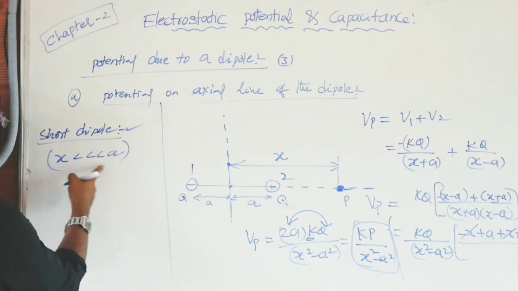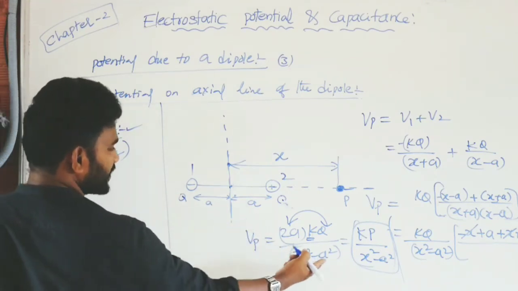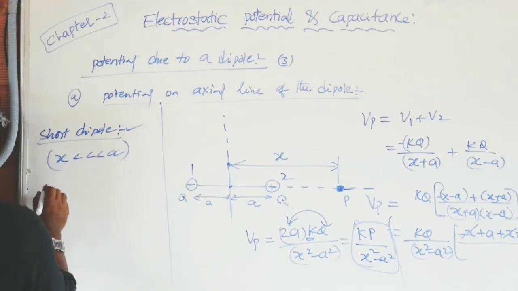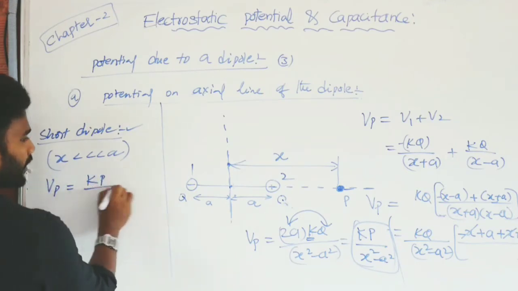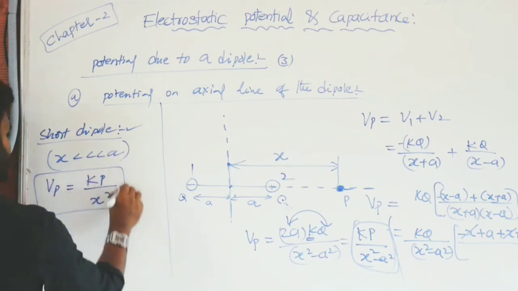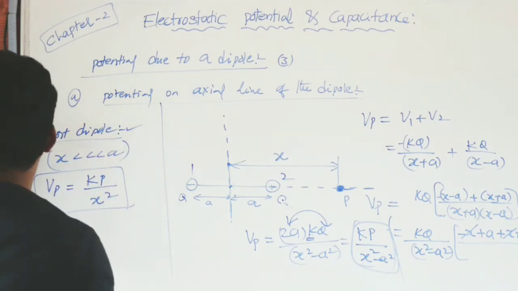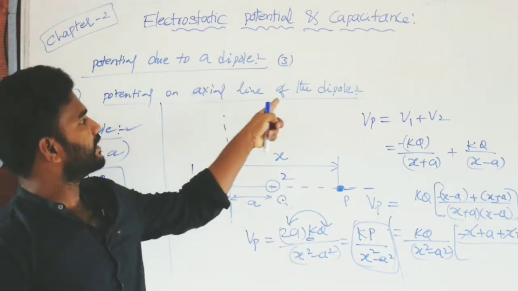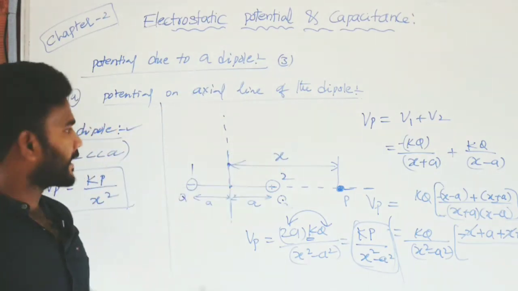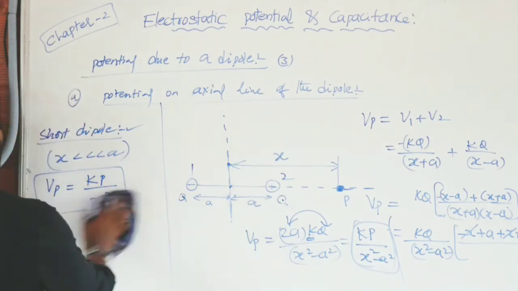So x is very much greater than a, which means a becomes negligible, 0. Then what is the final answer? For a short dipole, Vp is equal to kp by x square. It is important. So this is the potential due to a dipole on the axial line of the dipole. Next we will go for the equatorial line.